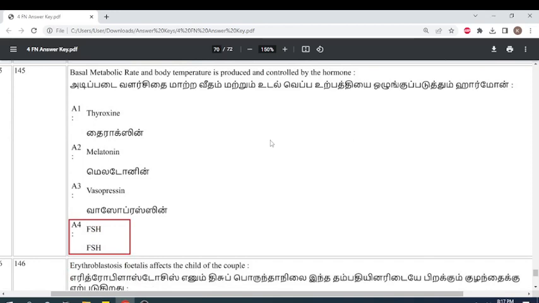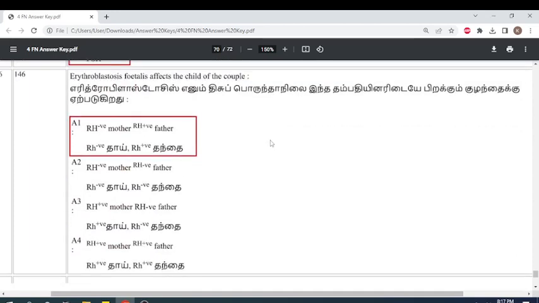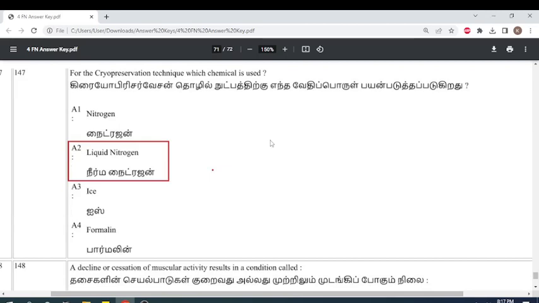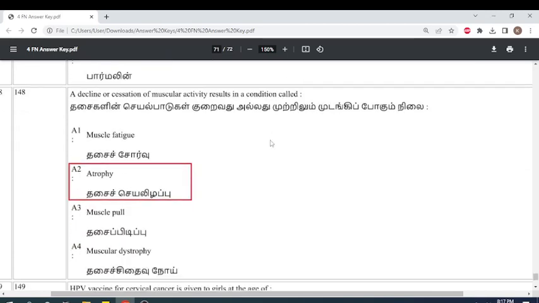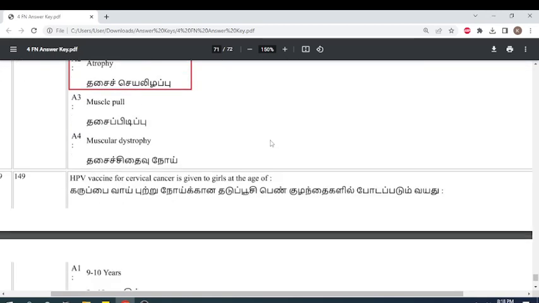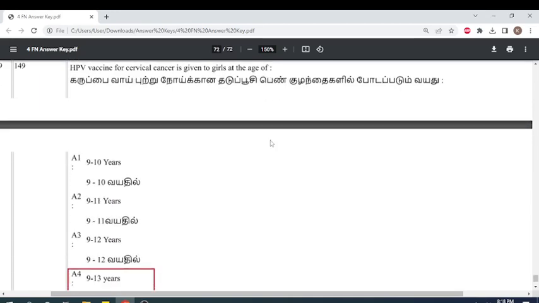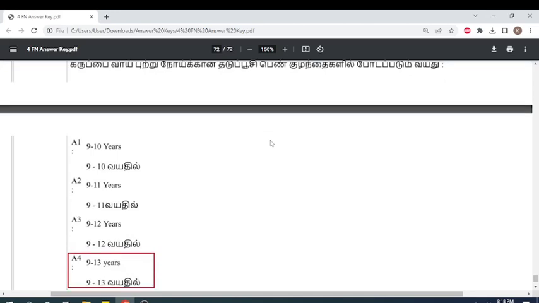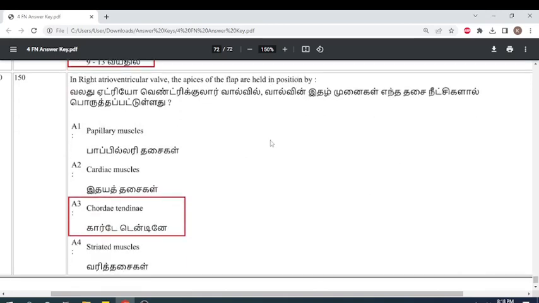145 question kaana answer A4. 146 question kaana answer A1. 147 question kaana answer A2. 148 question kaana answer A2. 149 question kaana answer A4. 150 question kaana answer A3.